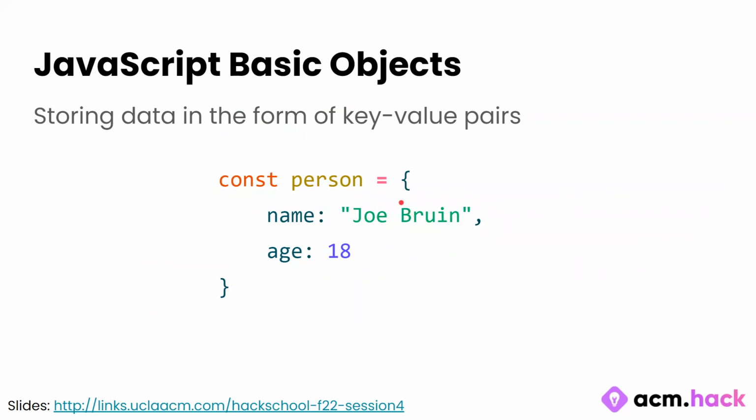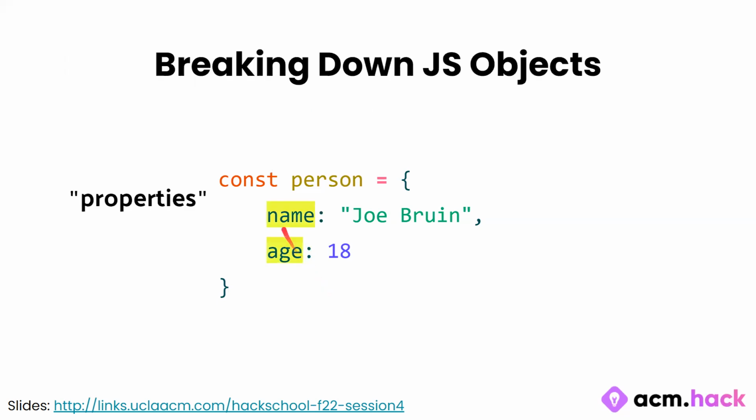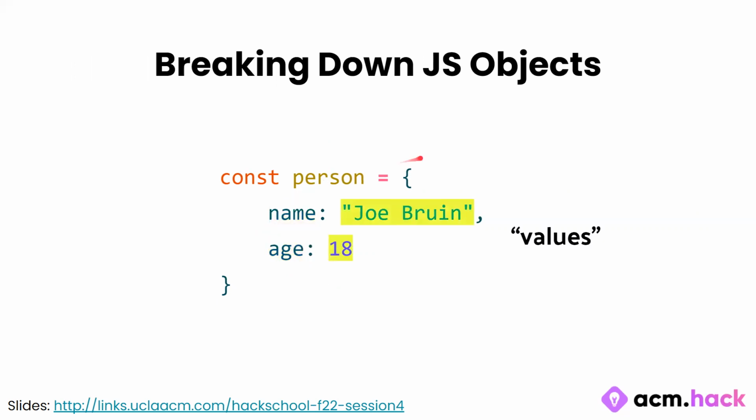To start off, if you see these curly braces in JavaScript, usually they mean JavaScript objects. If you see this and then you see this funny syntax, that means this is a JavaScript object. And we can break this down. The things on the left, we call them properties. So these are the properties of the object. Name is a property of this person object, and age is a property of this person object. And these properties all have a corresponding value. Joe Bruin is the value for the name property, 18 is the value for the age property, and so on.